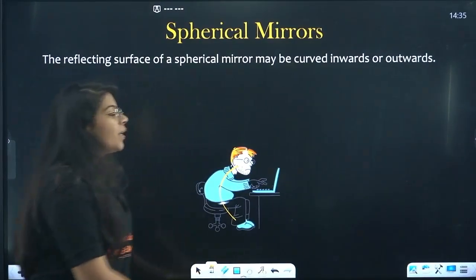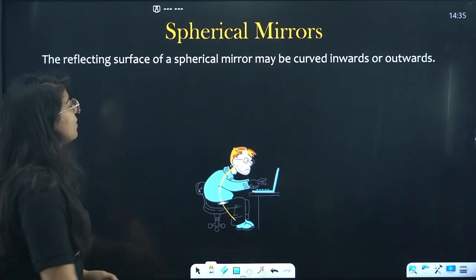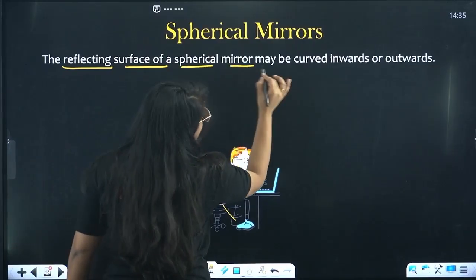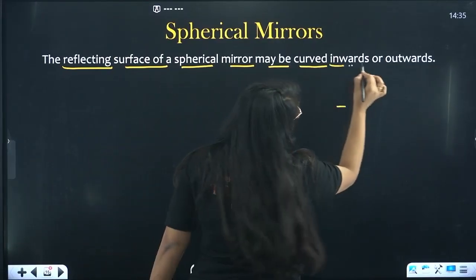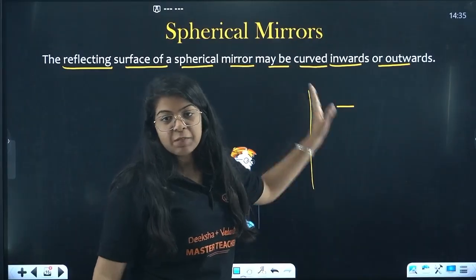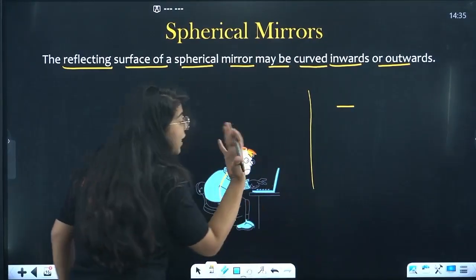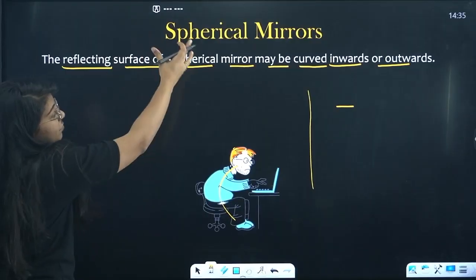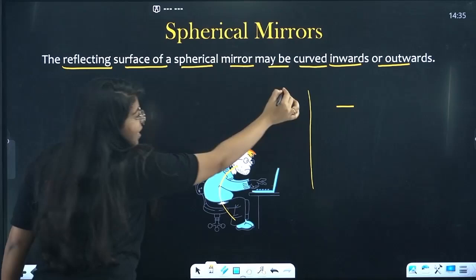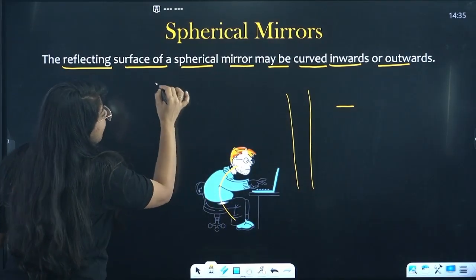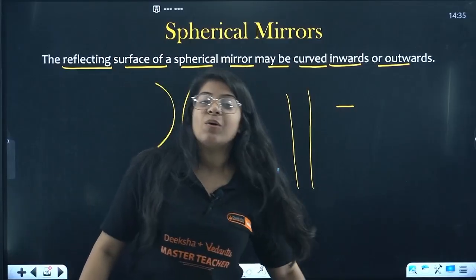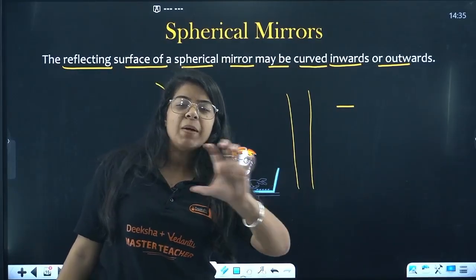Now beta, what it actually means physically is that the reflecting surface of a spherical mirror may be curved inwards or outwards. That means in a plane mirror we have the same kind of mirror throughout, right? But in spherical mirrors, the mirrors which are curved inwards or outwards, we don't have this plain sheet of mirror. We have mirrors like this, like this, right? And that is what we are going to study in reflection. It's a bit longer part.